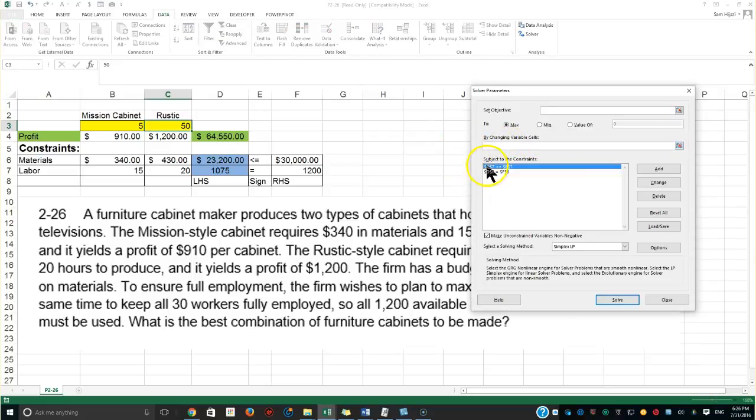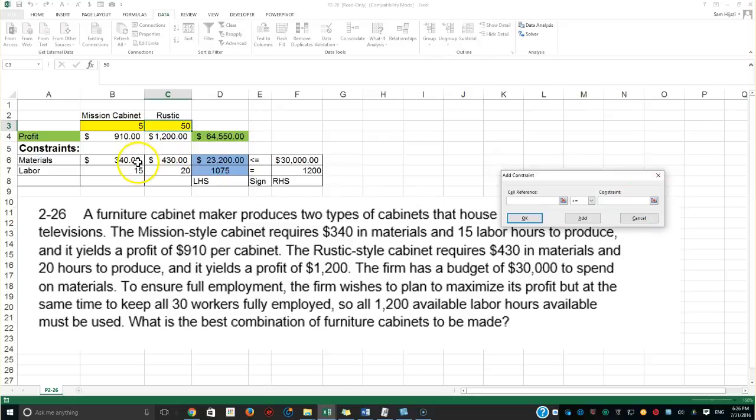From scratch, delete and delete. Let's see, the set objective function is right here, which is the profit, where we multiply the profit for each item by the number of items that the model is going to figure out for me, by changing these two cells. Now, the constraints. We're going to add the first one, the blue one here, which is going to be less than or equal to $30,000.